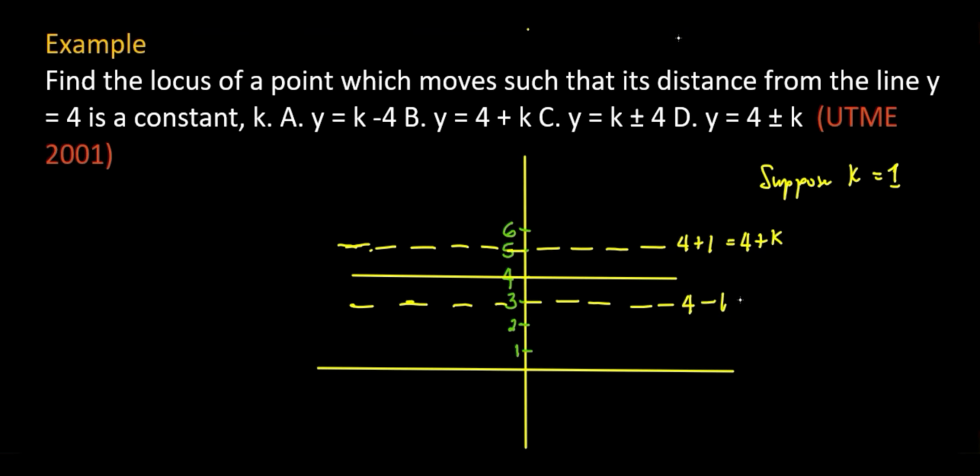And since we said that our k is equal to 1, those are the two loci, 4 plus k and 4 minus k. So the locus now will be 4 plus or minus k, and that will be our option D.